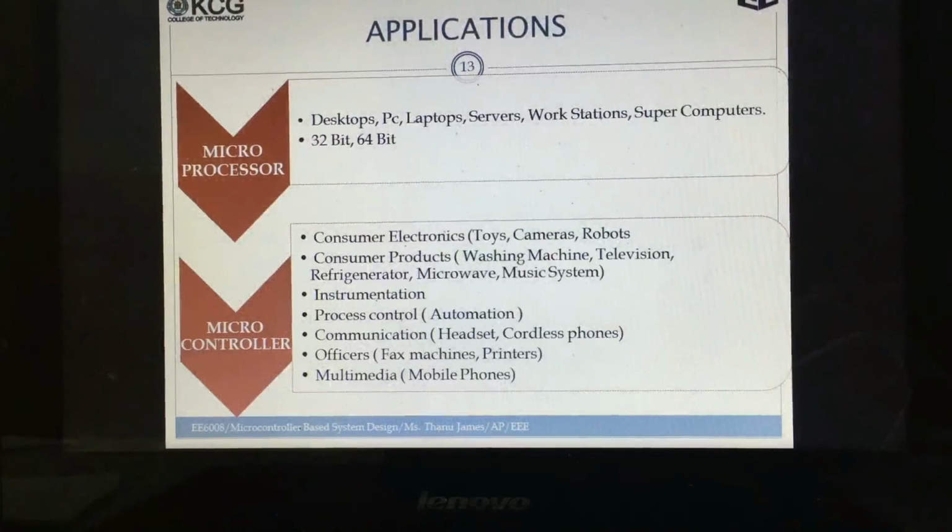Now moving into the applications of microprocessor and microcontrollers. Microprocessor, as I said, is integrated to do general purpose tasks, and the microcontroller is integrated to perform specific tasks. Microprocessors can be seen in desktops, PCs, laptops, workstations and supercomputers, etc., and they can be found in 32-bit and plus, for a 64-bit machine. Microcontrollers are used in toys, cameras, washing machines, television, refrigeration, music systems, etc., where they need to perform specific tasks.